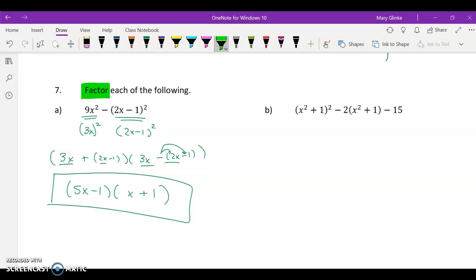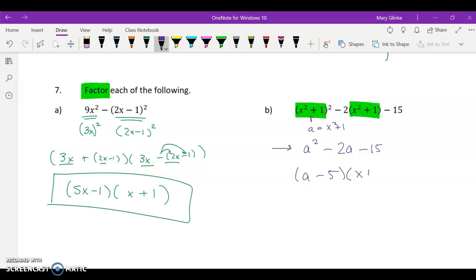The next one's going to be somewhat similar. The x squared plus 1, though, we don't really like that, so we can call this a variable. I saw some people use a. So if we change this to a variable, a is x squared plus 1, this now is much nicer to factor. It would be a minus 5 and a plus 3. And if I then replace a with x squared plus 1, I would end up with x squared plus 1 minus 5 and x squared plus 1 plus 3.